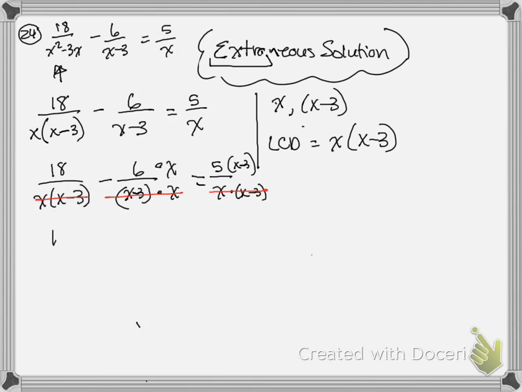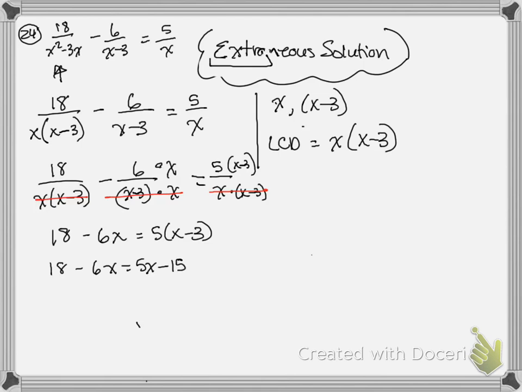All right, rewriting the numerators. 18 minus 6 times x is just going to be 6x equals 5 times x minus 3. I'll do a little distributing. 18 minus 6x equals 5x minus 15, and then let's just solve the equation.